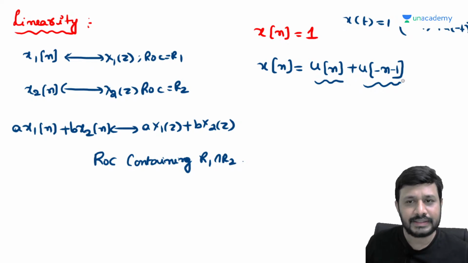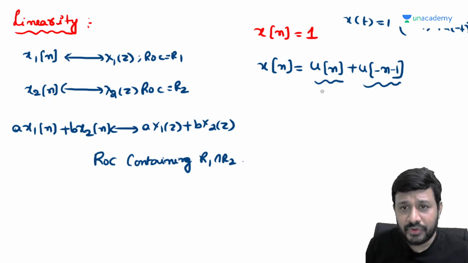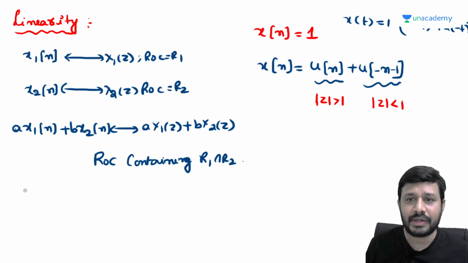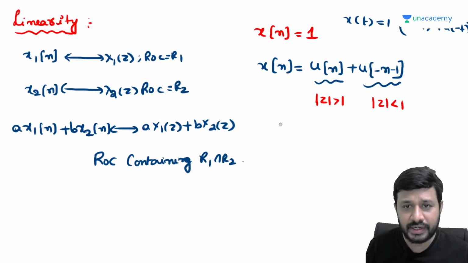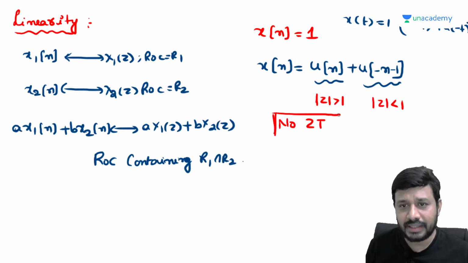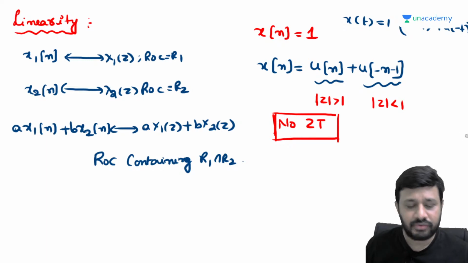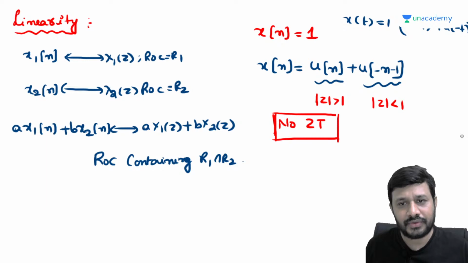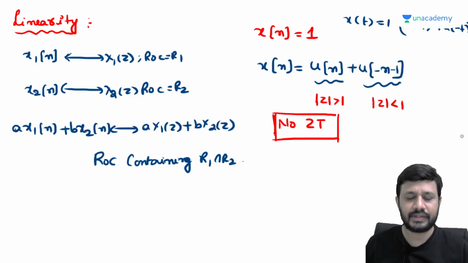Now, does the Z transform exist? If you want to have the Z transform for the signal x of n, there must be a common ROC, otherwise no Z transform. What is the ROC for u of n? Mod z greater than 1. For u of minus n minus 1, what is the ROC? Mod z less than 1. Is there any common ROC? No common ROC means no Z transform. The Z transform will not exist. Remember, for the linear combination, if you want to calculate the Z transform, a common ROC must exist, same as for the Laplace transform. Hope you are convinced with this.